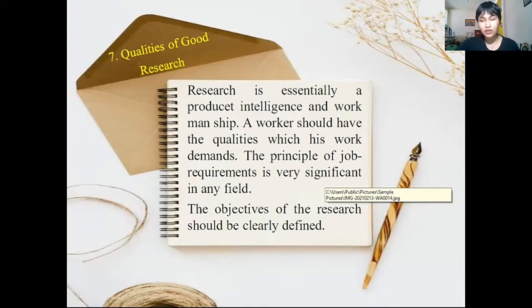The researcher and the guide wish the exercise to be fruitful, rewarding, and meaningful. They have considered the qualities of a good researcher at the initial stage. And also the objectives of the research should be clearly defined, because if there's no clear objective, absolutely there's no good research. We are going to the next slide.